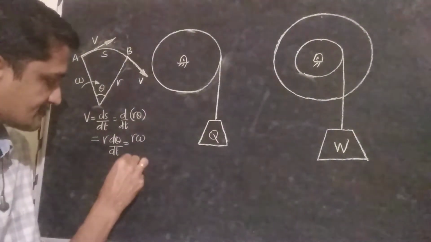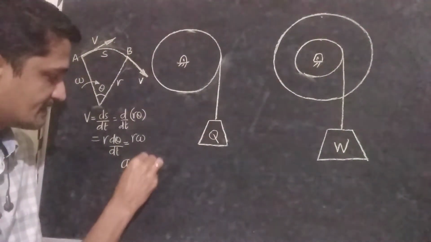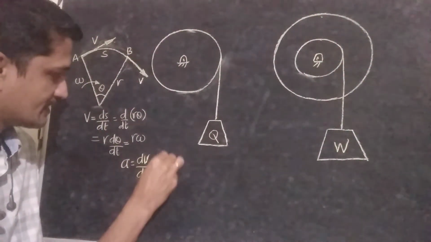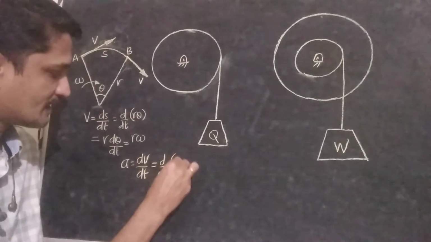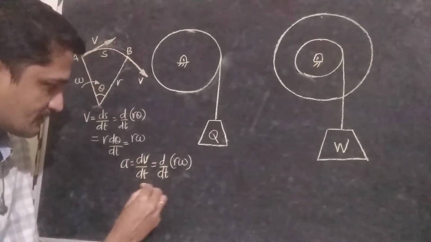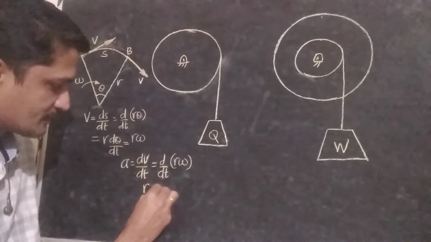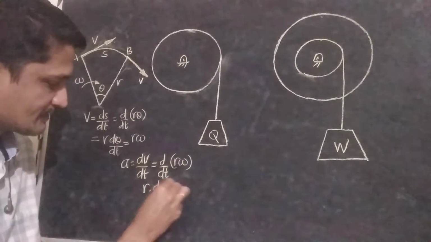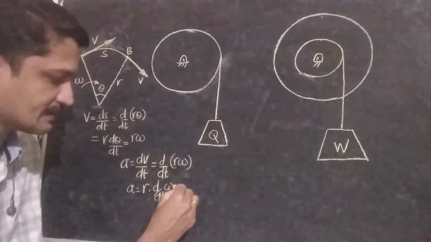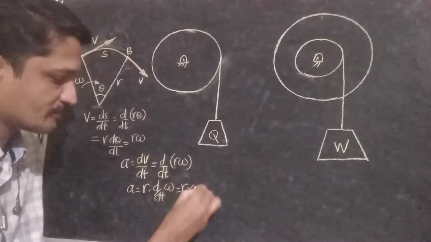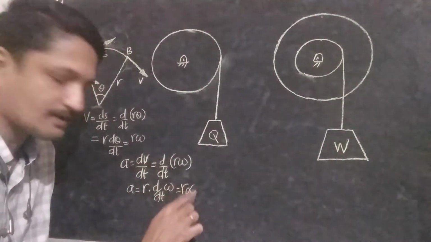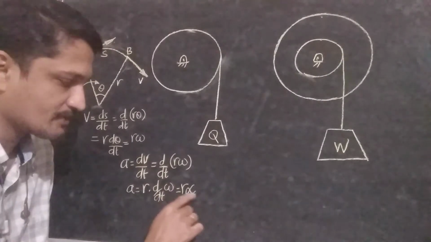Similarly, for acceleration a, dv by dt is equal to d by dt of r omega. Once again, r is always a constant, so r into d by dt of omega. Linear acceleration is equal to r into d omega by dt, that's equal to r into alpha. D omega by dt is the rate of change of angular velocity, that's equal to angular acceleration. Then a is equal to r into alpha.